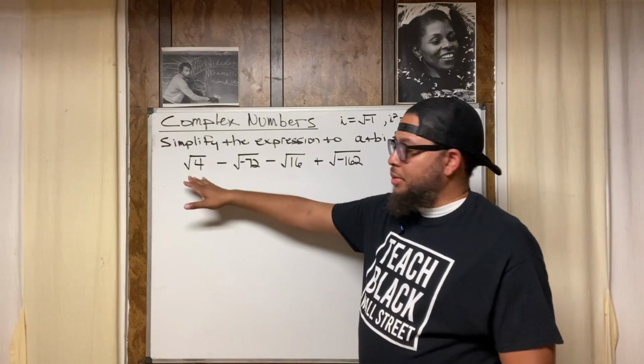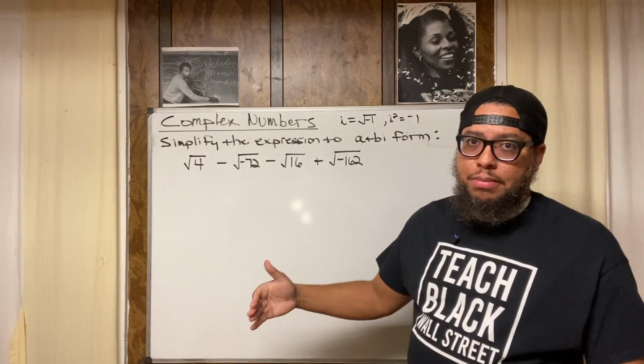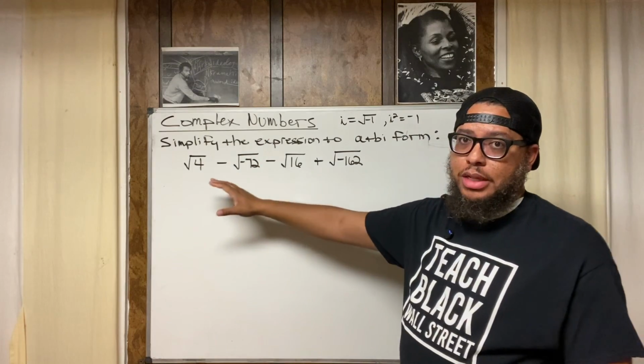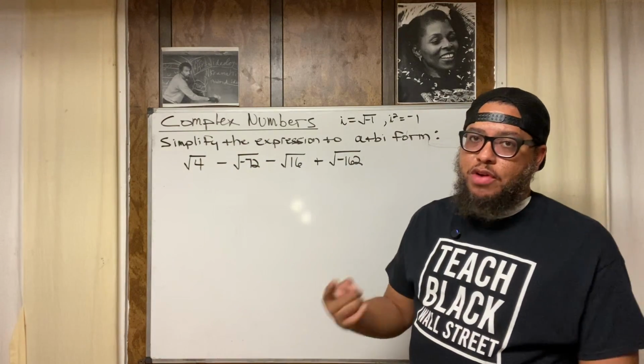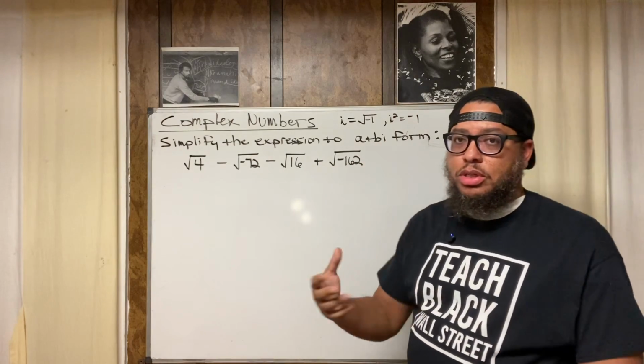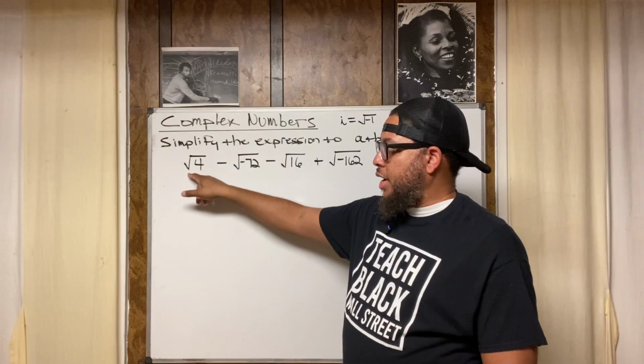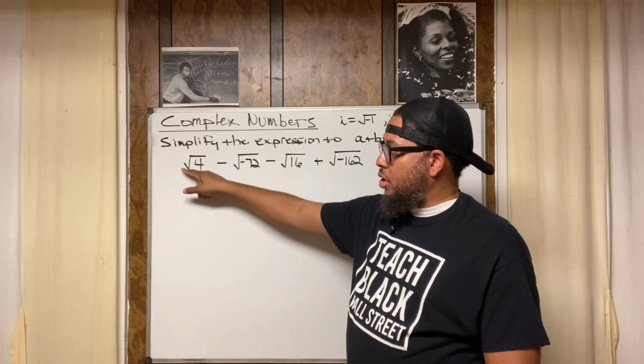So what I would do in this particular problem is I would simplify each of these terms one at a time. In order to be successful at this problem, you need to know how to simplify radicals. You need to know something about imaginary numbers, but you also need to know how to simplify radicals. What's a radical? A radical is a number that is within a radical sign. This is called a radical sign.